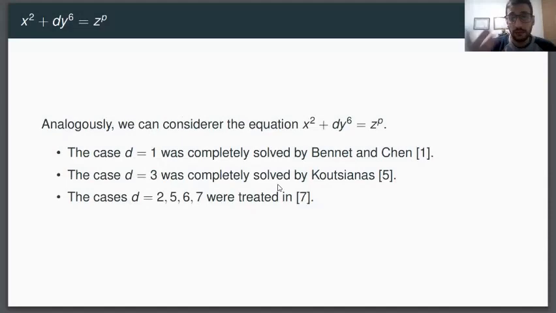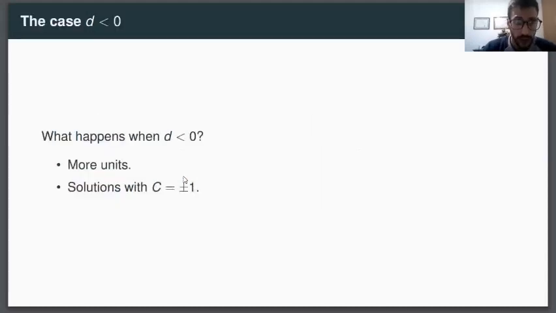And in the same way, we can consider this equation. The case d equal to 1 was solved by Bennett and Chen. The case d equal to 3 was solved by Dieulefait and Urroz. And we also gave a recipe for an arbitrary number d, and we treated the cases d equal to 2, 5, 6, and 7. So I think that the natural question is what happens when d is a negative number.